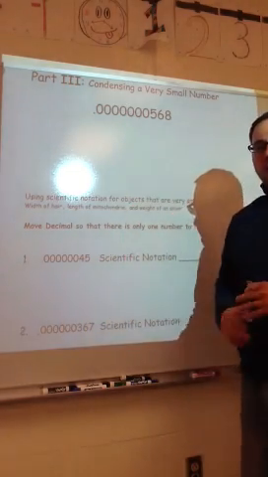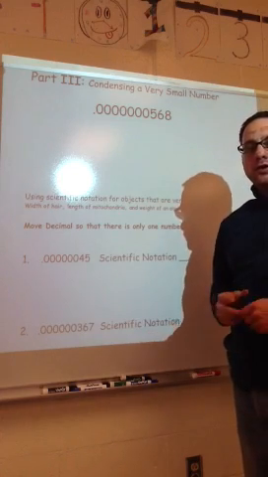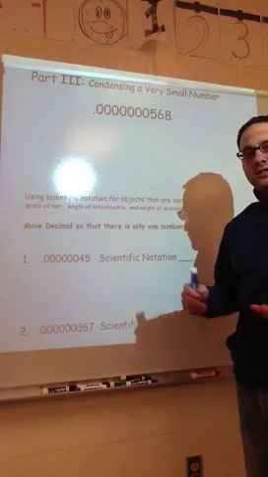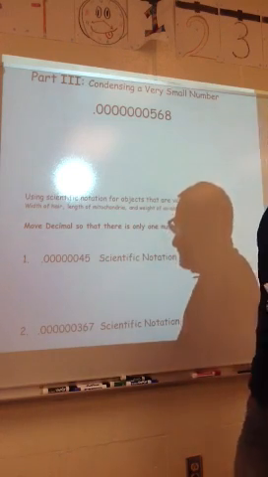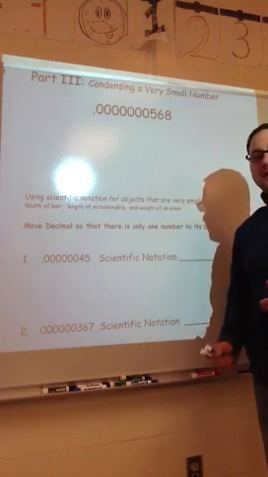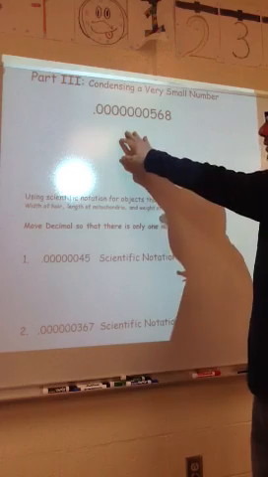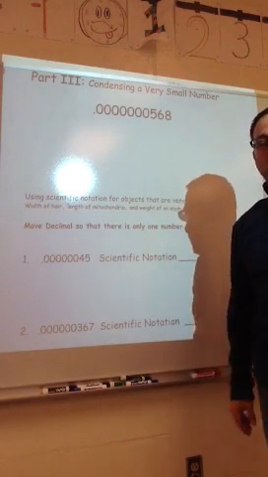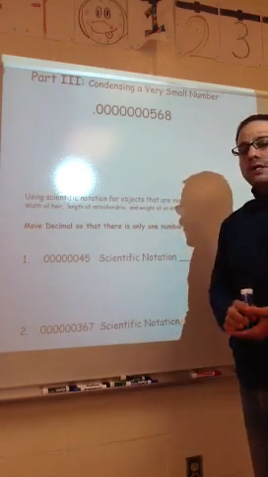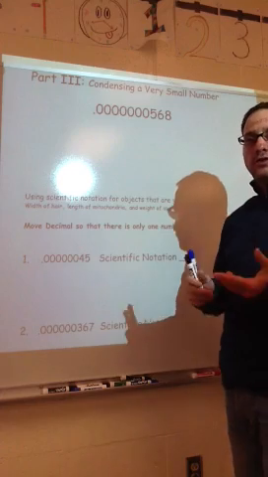Okay, so yesterday we talked about scientific notation with very large numbers, like the distance from the sun to different planets in our solar system. Well, today we're going to talk about using scientific notation with very small numbers. By very small numbers, I mean numbers that are several places away from the decimal point. But just like yesterday, there are certain things that remain true for this.